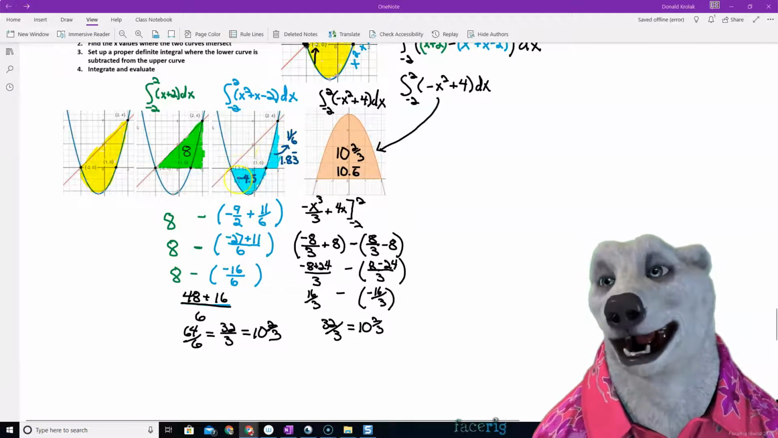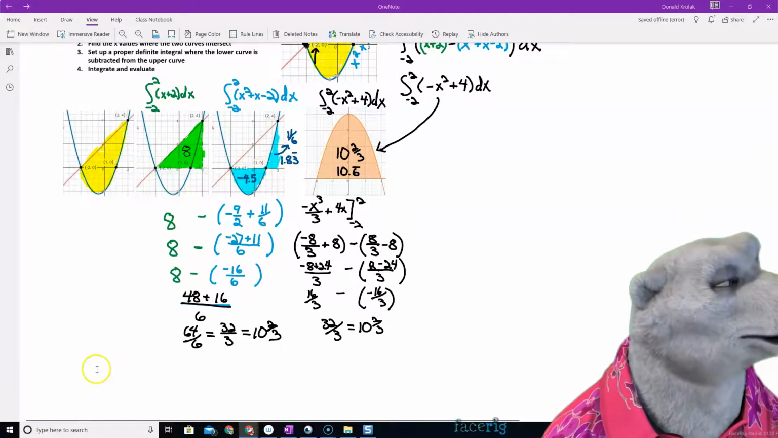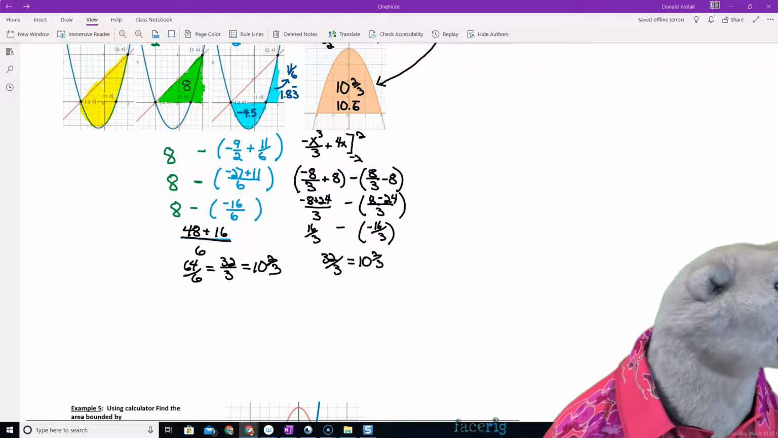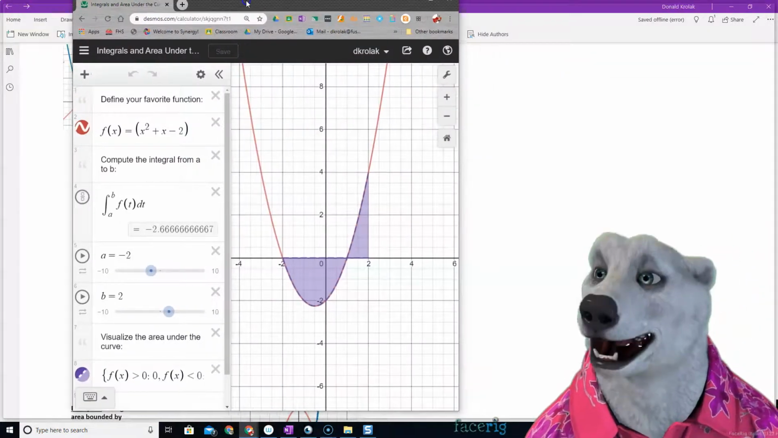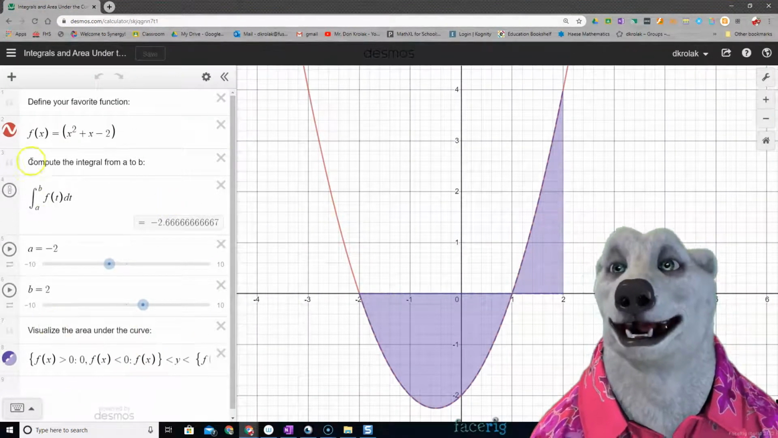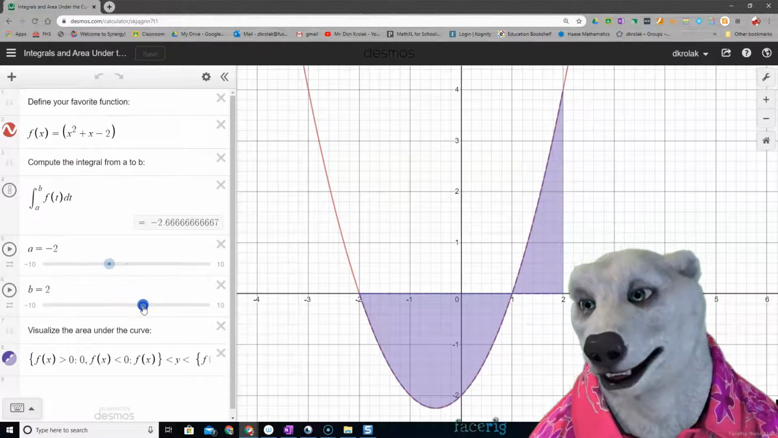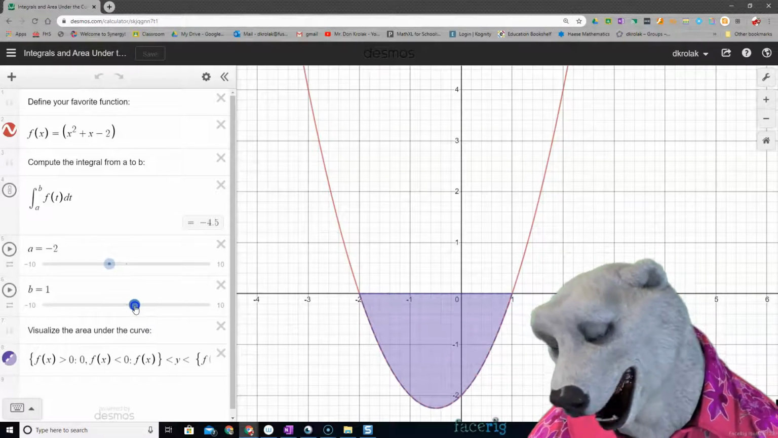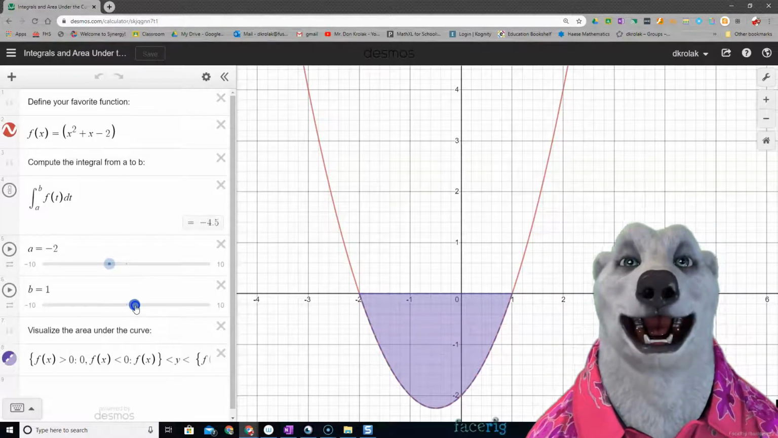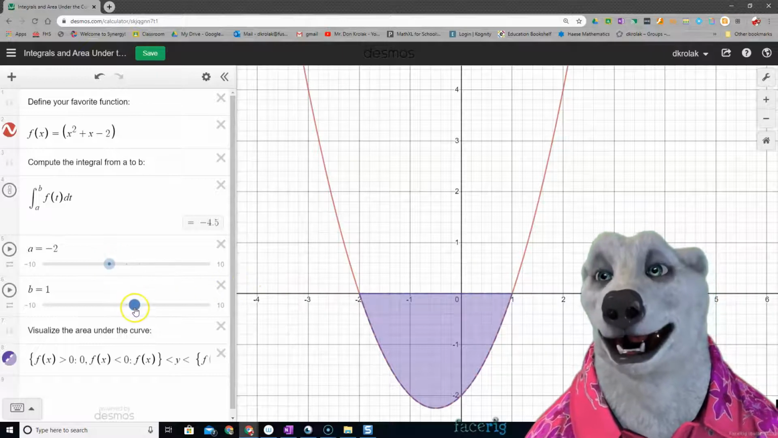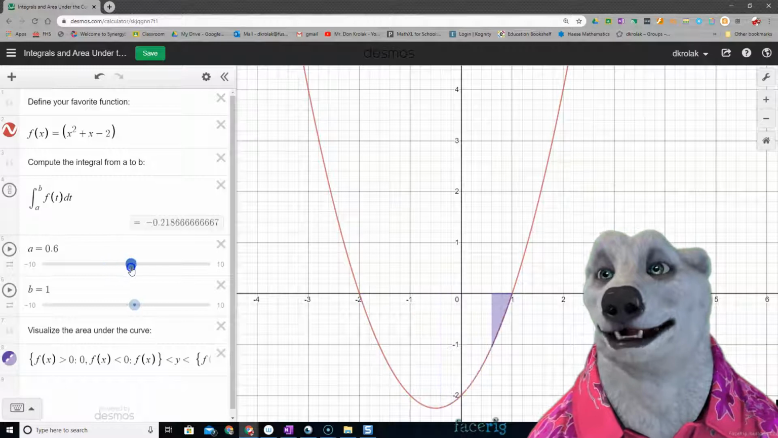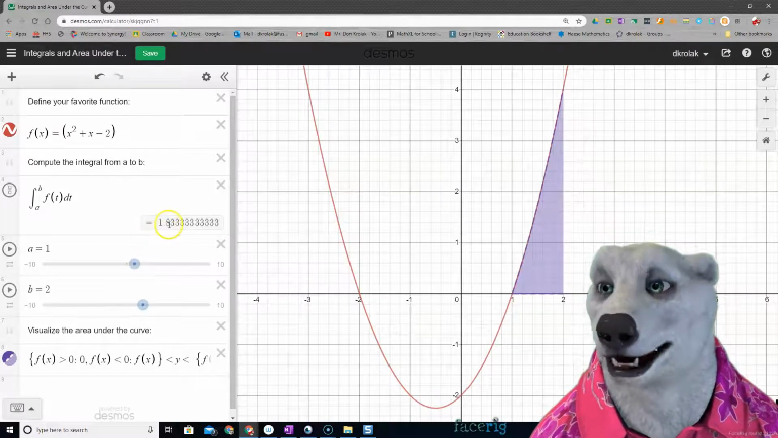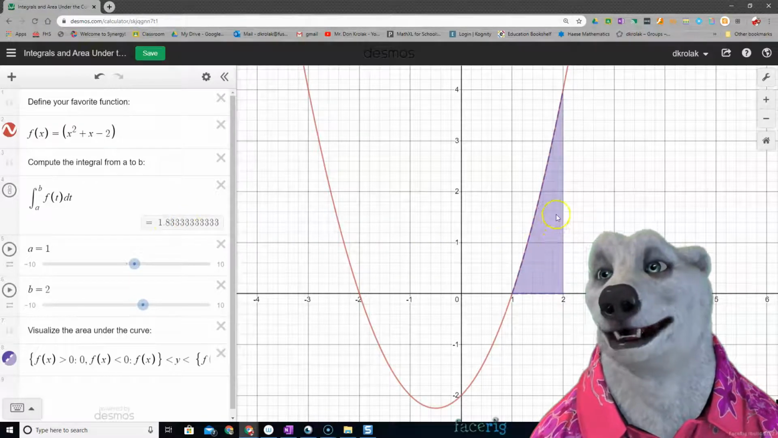Using Desmos to get those areas, I drew that graph. So there's that graph. If I do the area from -2 to 1, that's this little negative portion there, that's 4.5. And the area from 1 to 2, that's 1.83, which is the same as 11 over 6.